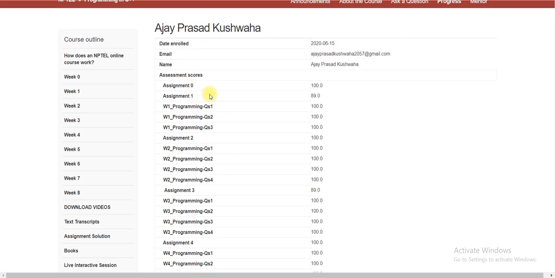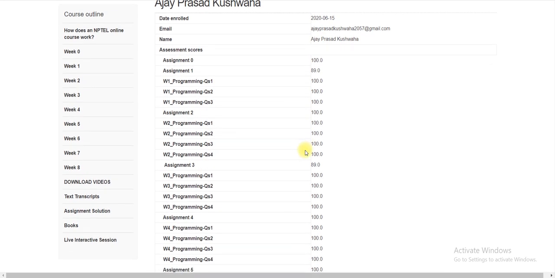Okay, this is an 8 week course. Let me consider week 2. In week 2 you can see here our assignment score. This is the quiz assignment score, our score is 100%, and programming assignment. In programming assignment there are 4 questions. So how does NPTEL calculate programming assignment? Your total programming assignment score of that week divided by the number of programming questions asked in that week. This is 4, so the sum is 400, and divided by 4, so 100. So here the quiz assignment score is also 100 and the programming assignment score is also 100.